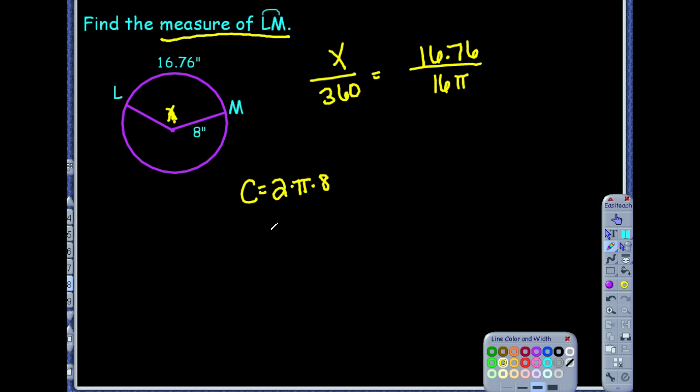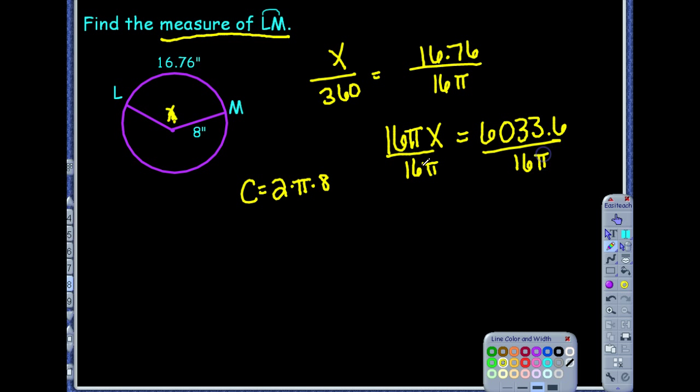She's showing another way, and I was going to suggest that and forgot on the last slide. So you could put it off to the side. I often have students that will do it directly in the proportion and then simplify down. Either way. All right, and when you cross multiply, you're going to get 16 pi x is equal to 360 times 16.76, which is 6,033.6. Then we know we're going to divide by 16 pi. Now, I know on this one, we will commonly see some mistakes made.